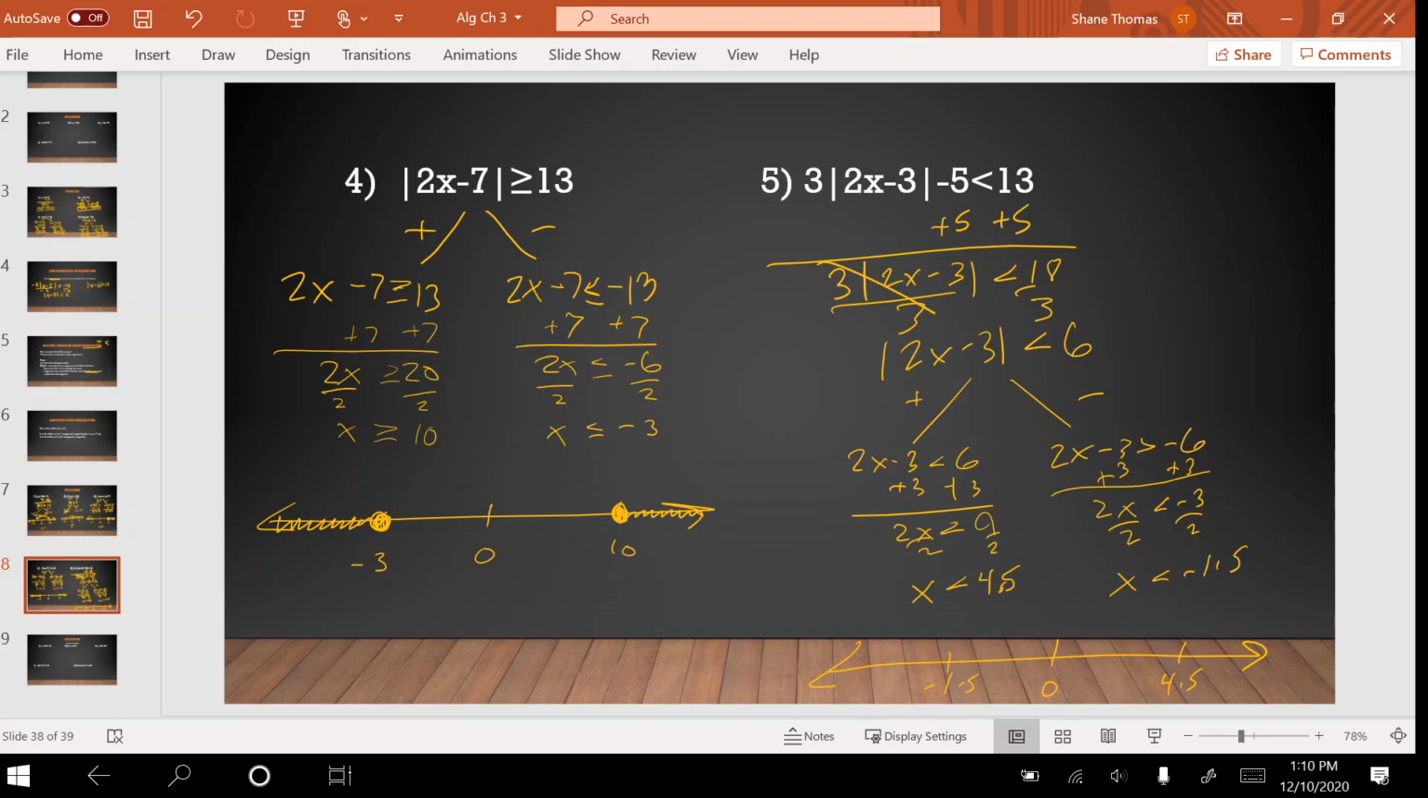Open or closed? Open. Going left or right? We're going left. I'm not going to color too far, though, just in case. Look at the other one. X is less than negative 1.5. Oh, I messed up my sign. There we go. Okay, it's going to be open. Left or right? One to the right. So that was an and. Colored in between. Boom.